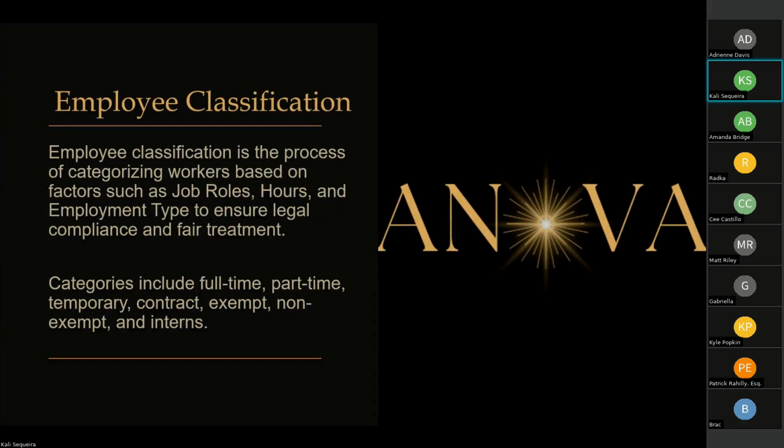So employee classification is the process of categorizing workers based on different factors such as job roles, hours, and employment type to ensure legal compliance and fair treatment. And so categories for this include full-time, part-time, temporary, contract, exempt, non-exempt, and interns.